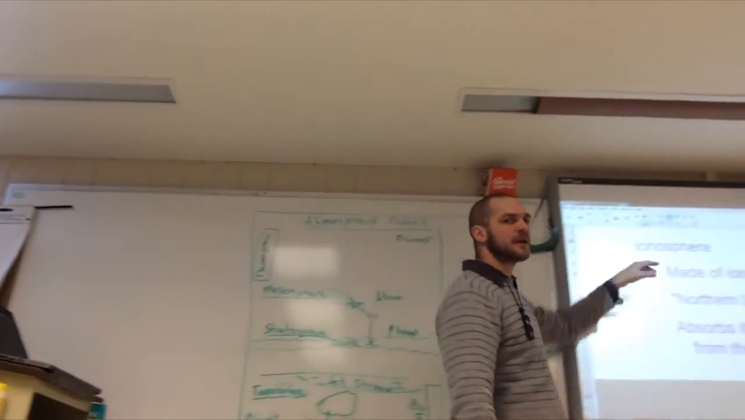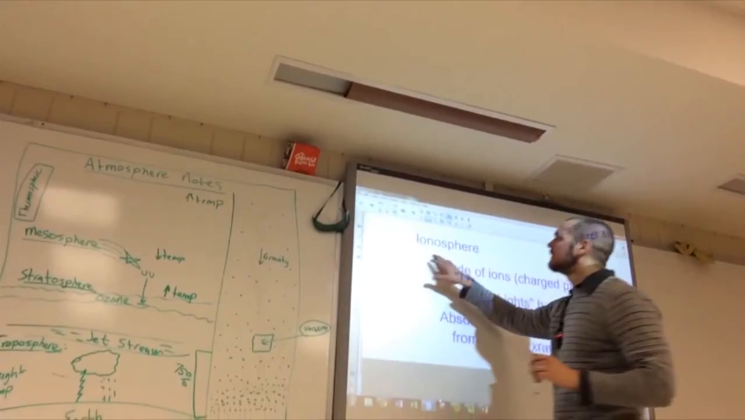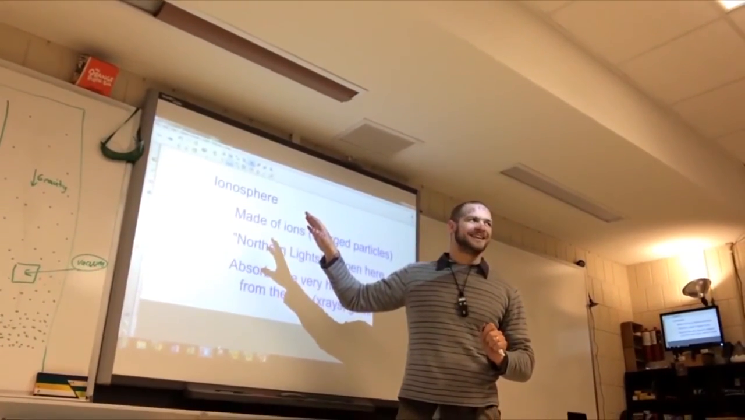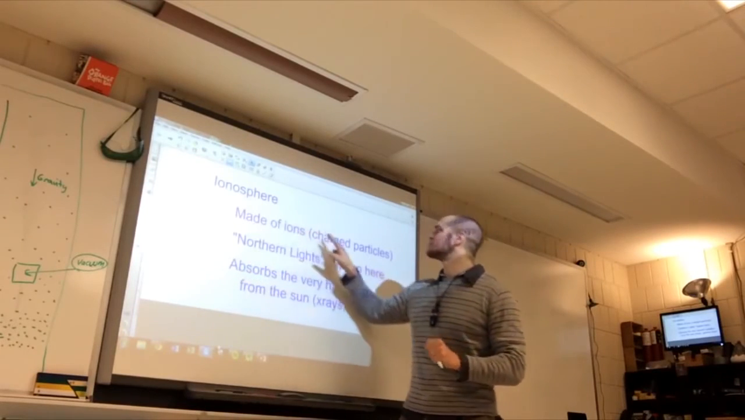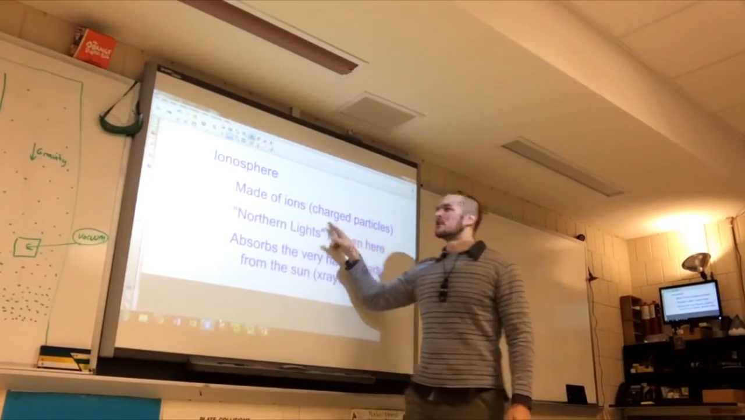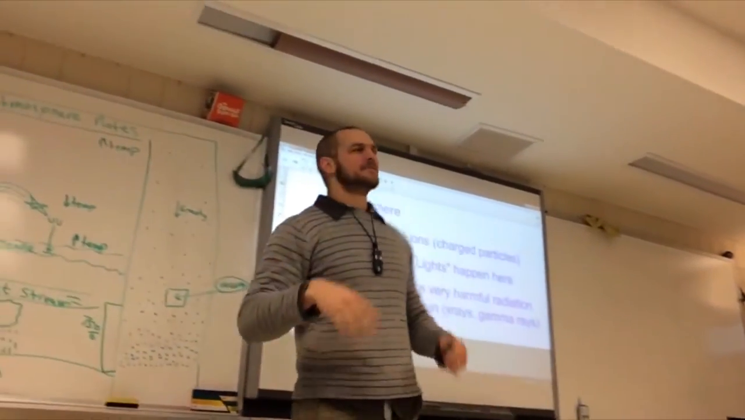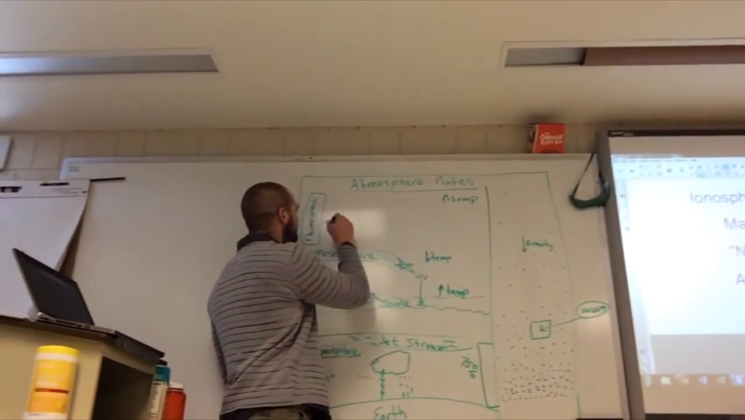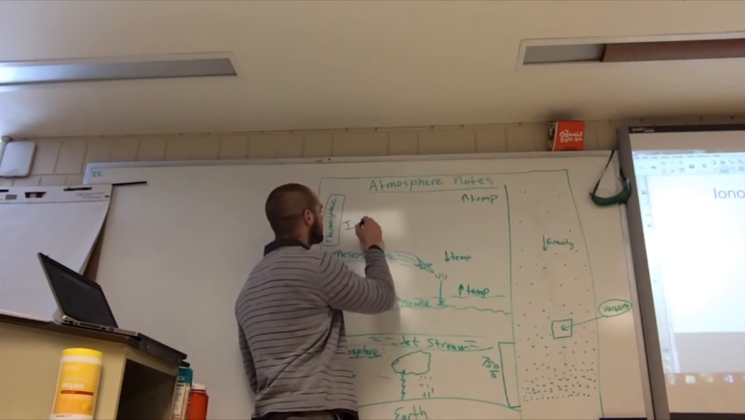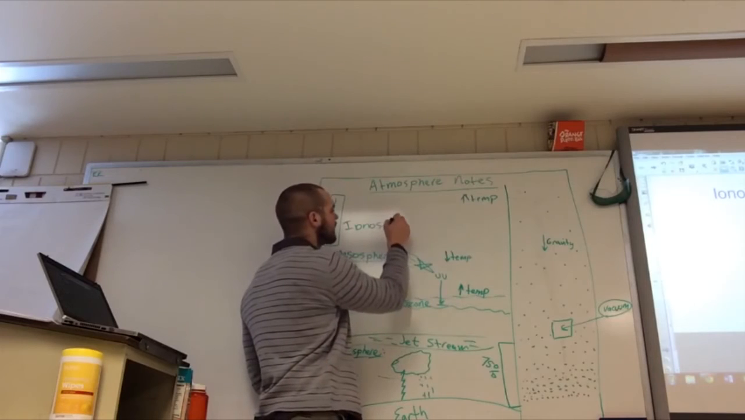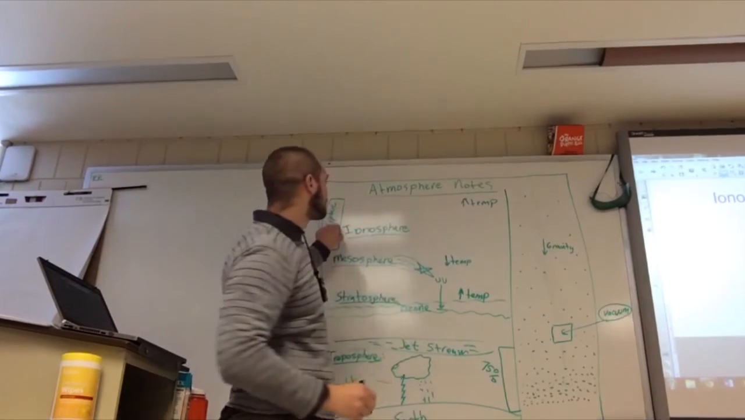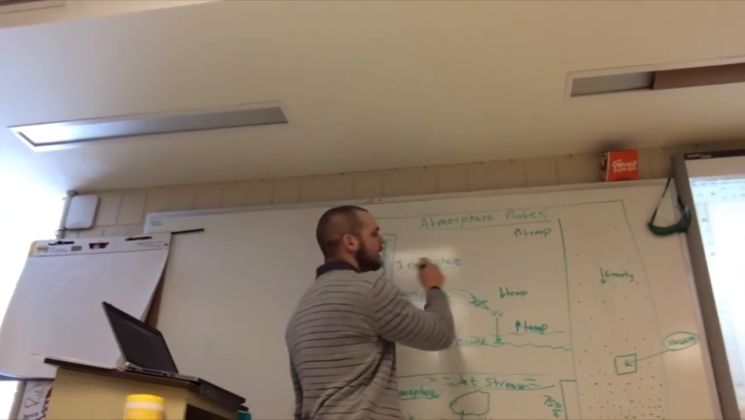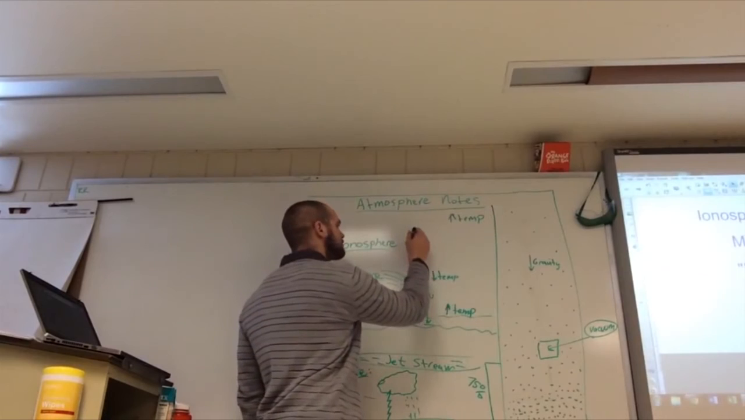The first sublayer of the thermosphere is called the ionosphere. Do you guys know what ions are? Ions are charged particles. Maybe this would make more sense as a high school chemistry kid, but the ionosphere is inside the thermosphere. That's why I put this one sideways and this one normal ways. The ionosphere has charged particles.